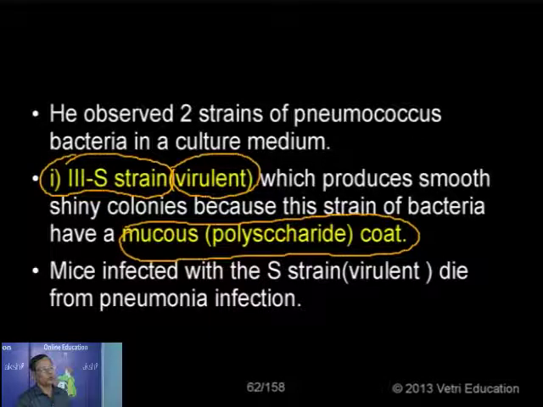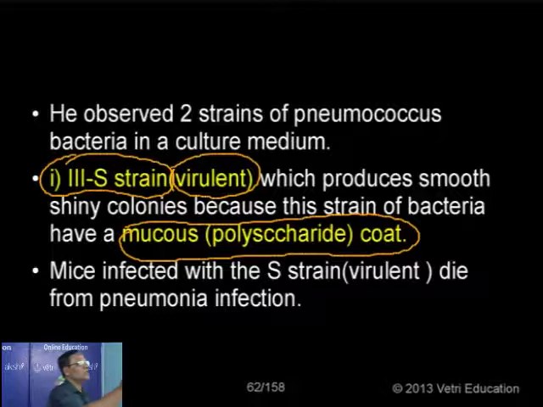Around the cell wall, a mucus coat is released. That mucus coat gives a shiny nature to the bacterium, and when all aggregate together they form a smooth colony. That's why it's called the S strain. Why is it called the virulent strain? If a mouse is infected with this S strain bacterium, the mouse dies because of the pneumonia infection. As it causes pneumonia and causes the death of the organism, it is called a virulent strain.